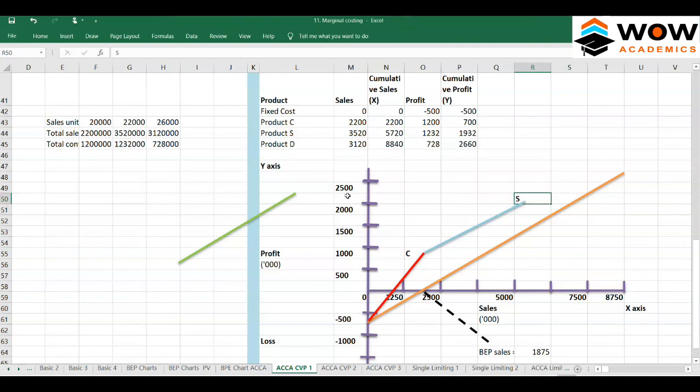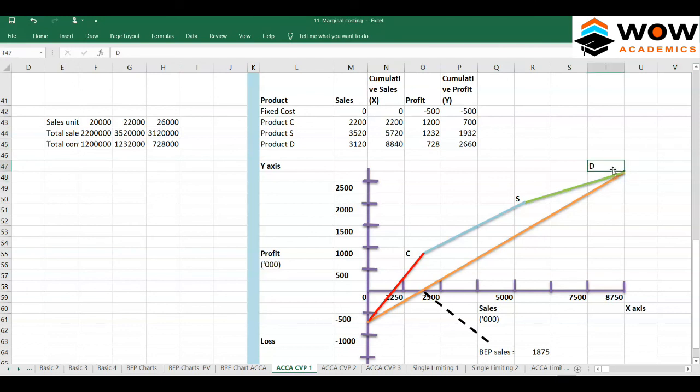And the last one is product D. For product D, the total is 2660 of profit, so that is this point. And the total sales is 8840, so that is this point. So the first line and the last line have almost the same points. So we have got the line. The ending is product D.